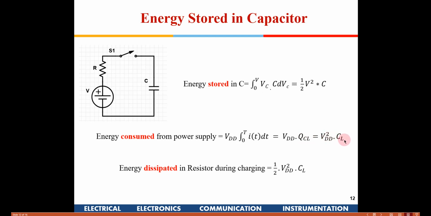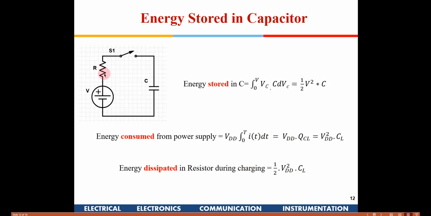Okay, so if you see what has happened, the total amount of energy which has got stored in the capacitor is half V square C. Okay, this you can put in a load CL here. And what is the energy consumed from the power source? It is VDD square into CL. So what about the rest of the half VDD square CL energy? Somewhere it has to match, right? So while charging this capacitor, half VDD square CL energy gets dissipated as heat in this resistance.